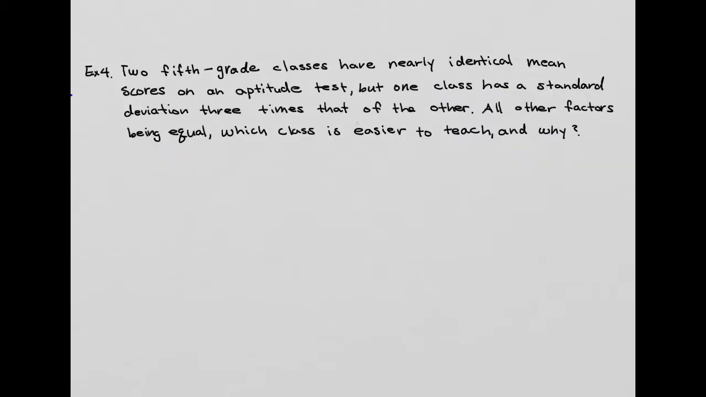Example 4 is asking, if two classes have an identical mean score, but one class has a standard deviation 3 times that of the other, which class is easier to teach and why? The solution is that the smaller standard deviation is easier to teach because there is less variation among students.